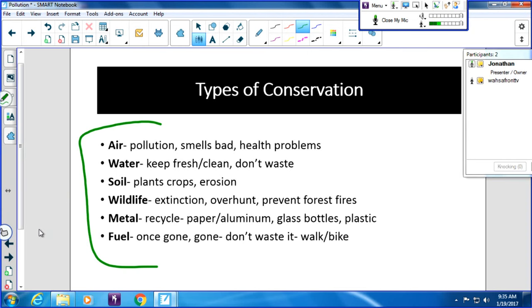Public transportation, walking, biking, all alternative means to driving. Turn off lights, save power, use electronic appliances that save energy.